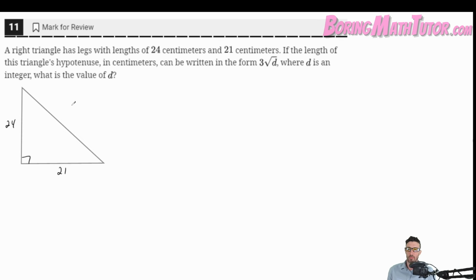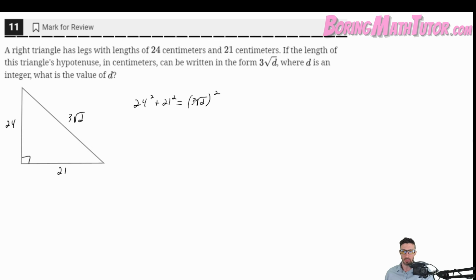All right, so they said we have a right triangle with legs of 24 and 21. And they're saying that the hypotenuse can be written in the form 3 root d. Well, what does that mean? That means that 24 squared plus 21 squared will have to equal (3 root d) squared.